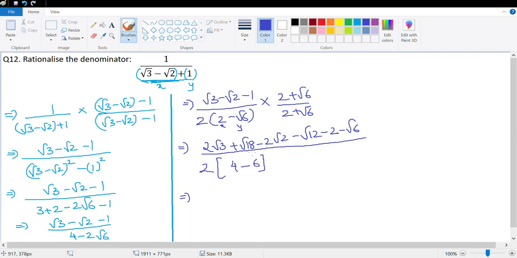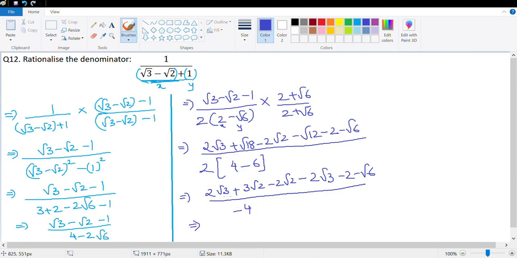Root 18 can be simplified further. So 2 root 3 and root 18 is basically 9 into 2 in the root sign, which means this is 3 root 2. This is minus 2 root 2, and 12 can be written as 4 into 3, which means minus 2 root 3 minus 2 minus root 6. In the denominator, I have 2 times negative 2, which means negative 4.